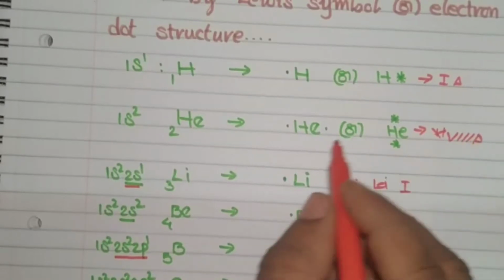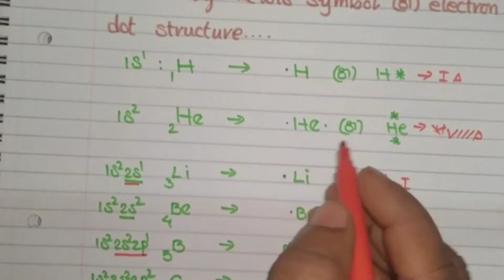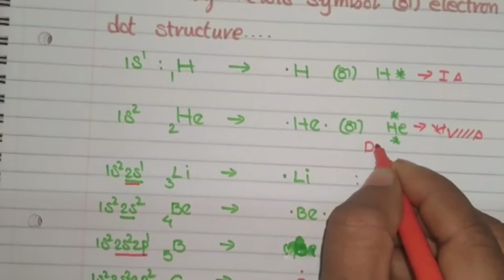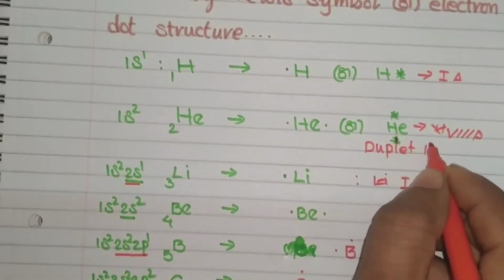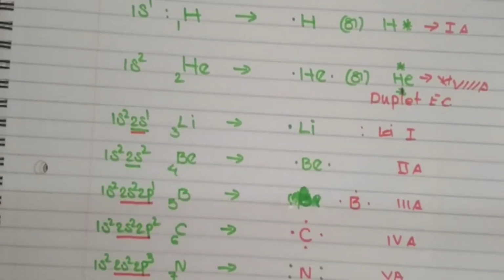Except for helium, which obeys the duplet electronic configuration, so this is the 8A group element, right? Let's see, I want to write some more elements.